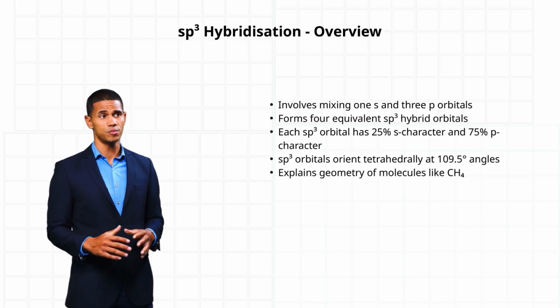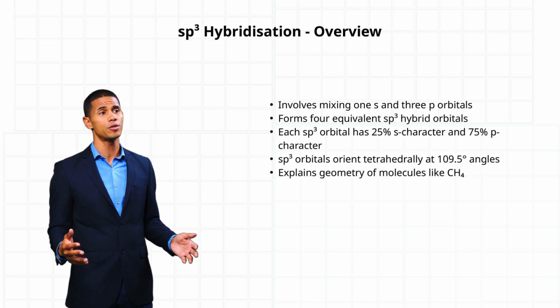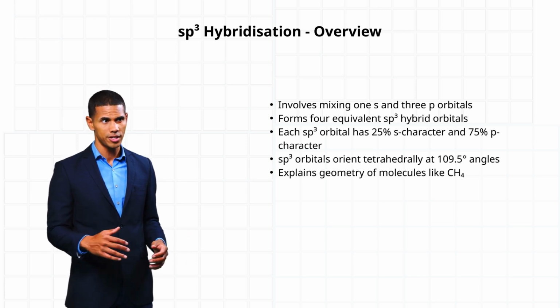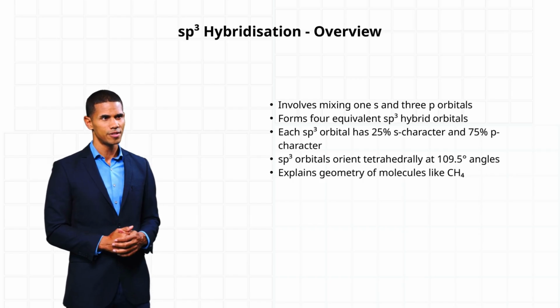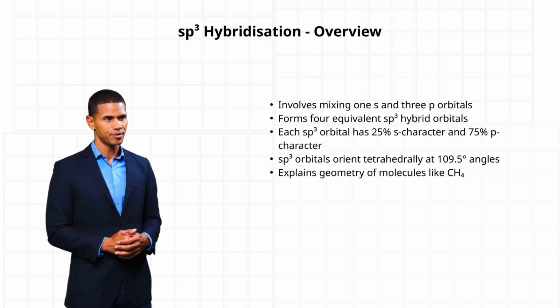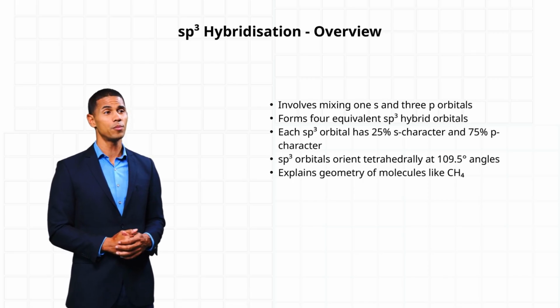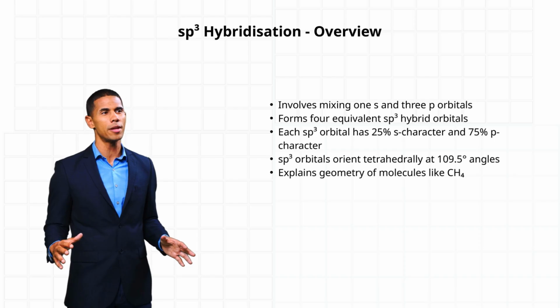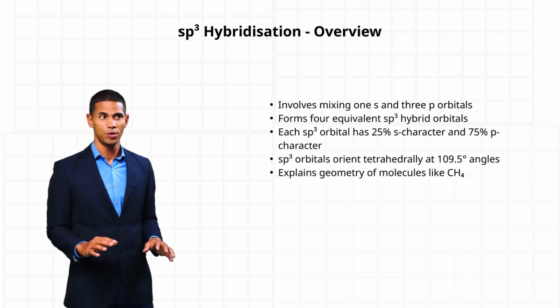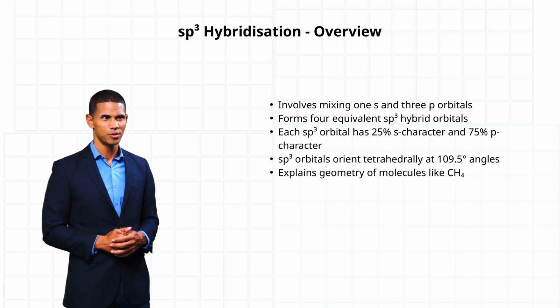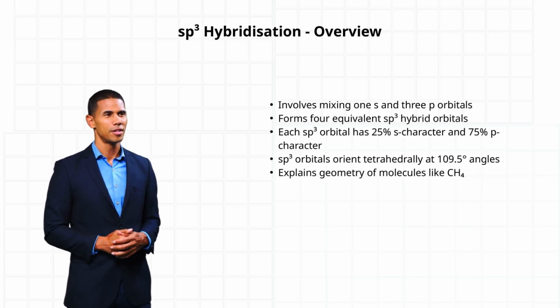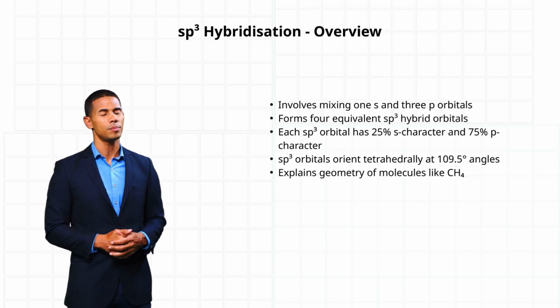Step 3. These four orbitals spread out symmetrically, pointing towards the corners of a tetrahedron at bond angles of 109.5 degrees. Imagine four friends standing at the corners of a pyramid-shaped tent, all equally spaced. This model beautifully explains molecular shapes like methane, CH4, where the carbon atom forms four equivalent bonds with hydrogen atoms, producing a stable tetrahedral shape.